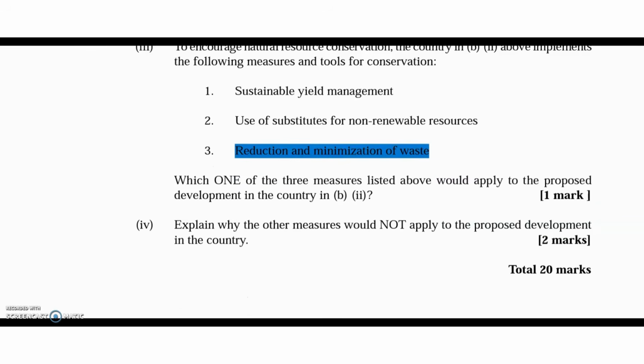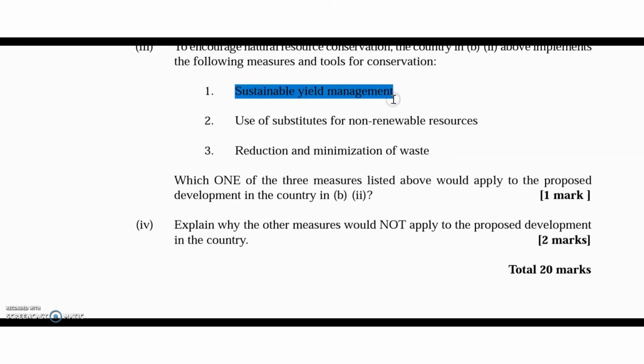Part 4, explain why the other measures would not apply to the proposed development in the country. Now, first and foremost, sustainable yield management would not apply to that hotel development, because sustainable yield management is associated with agricultural activities where conservative approaches are associated with minimizing the amount of erosion and also nutrient losses from the ground.